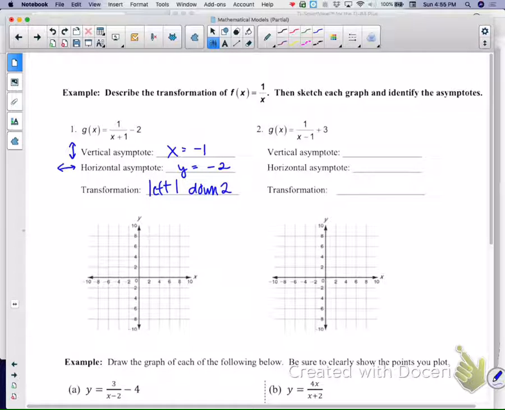That's affected again by plugging in, say, 1,000. I have 1 over 1,001, which is essentially 0, minus 2. My horizontal asymptote is negative 2. So if we put these on paper here, x equals negative 1 is going to look like this, and y equals negative 2 is going to look like that. It's just a matter of figuring out where the branches go, so we can go to the calculator for that.